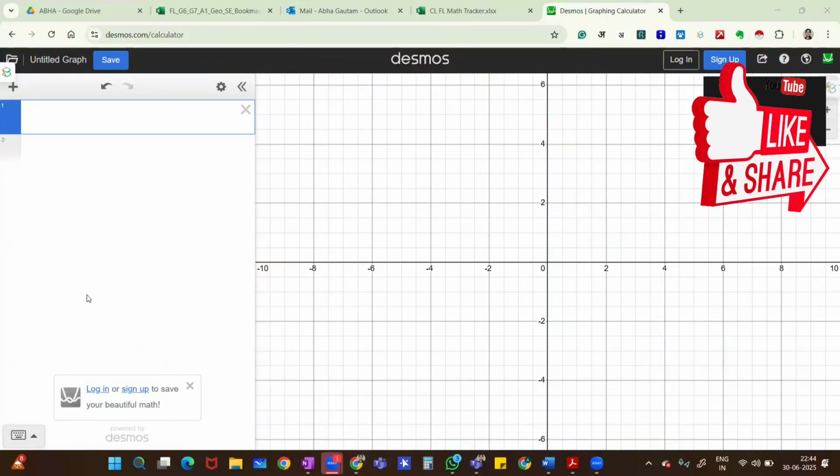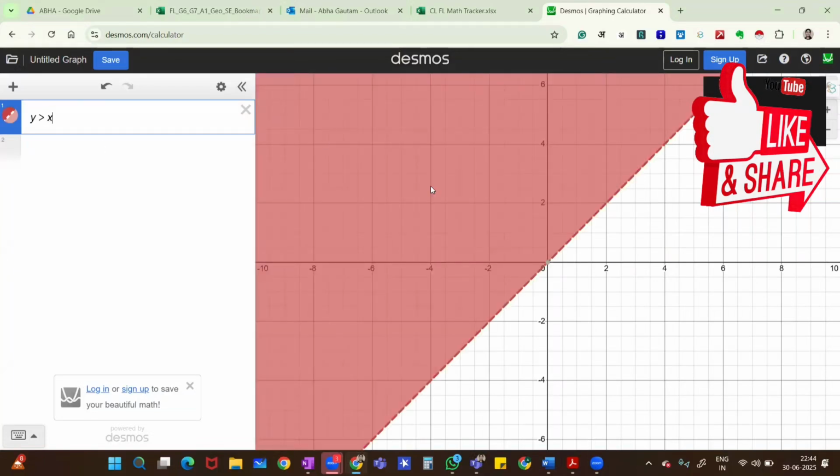Okay. So see, if you go to Google and type Desmos and sign in, here, what will happen? My one equation is y greater than or equal to x, right? If you write only y greater than x, you will get these dotted lines. That means this shaded area is showing the solution.